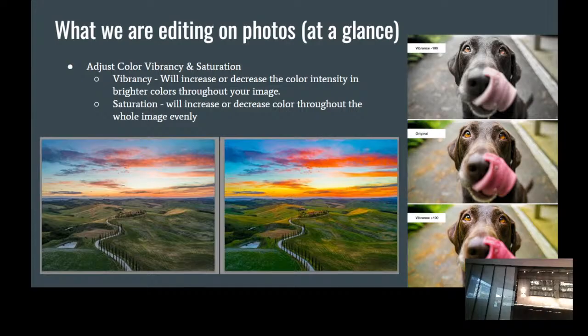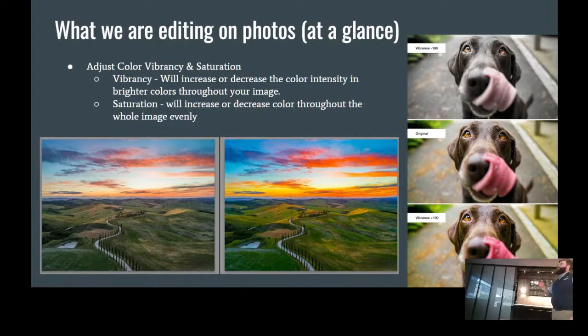The next thing we should be looking at is vibrancy and saturation. Vibrancy will increase or decrease the color intensity in brighter colors throughout your image. Saturation will increase or decrease color throughout the whole image evenly. It's important that as we're going through and we're playing with color, that we've played with most of our exposure and our contrast. We've dealt with almost a black and white concept of the photo. That's going to then truly show us where our saturation, our color is then at, which then gives us the ability as the editor to really play with that.